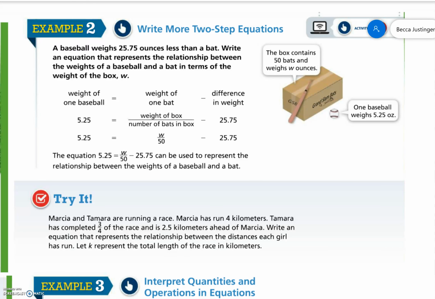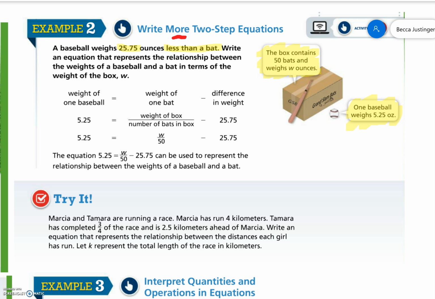Write more two-step equations. A baseball weighs 25.75 ounces less than a bat. What does less than mean? Subtract. Write an equation to represent the relationship between the weights of the baseball and the bat in terms of the weight of the box, W. So we know the box contains 50 bats and weighs W ounces, and one baseball weighs 5.25 ounces.